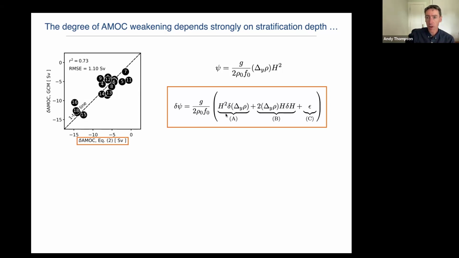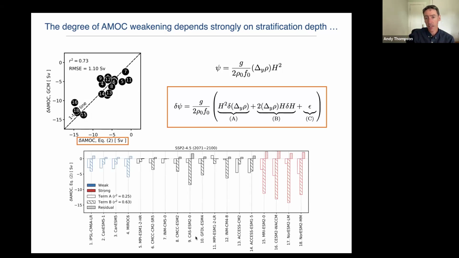But the key takeaway, if I go to the next slide here, these are all the different CMIP6 models that we looked at. I realize there are a lot of bars here, but what we're looking at on the y-axis is the change in the AMOC, that correspond to these dots in the upper left-hand panel, divided up into the models that have a weak response in blue, moderate response in black, and finally a strong response in red. And then for each of these models, we've attributed the change in the overturning to both the change in the density difference, which is this term A, or this open bar here, or a change in the stratification, which are these hatched bars.